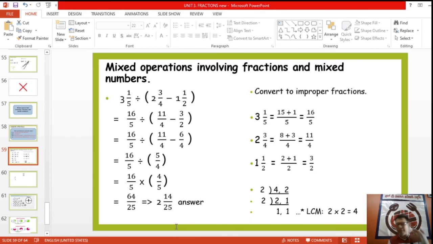Why? You cannot simplify that one. The fraction part, you cannot simplify that anymore. So I hope you understand this topic, and I hope you will practice after this, because I'll be giving you homework. You know that. I will send in our group chat in line which part in the book you gotta do as homework and as your practice exercises. As for now, that's it for this lesson about mixed operations involving fractions and mixed numbers.